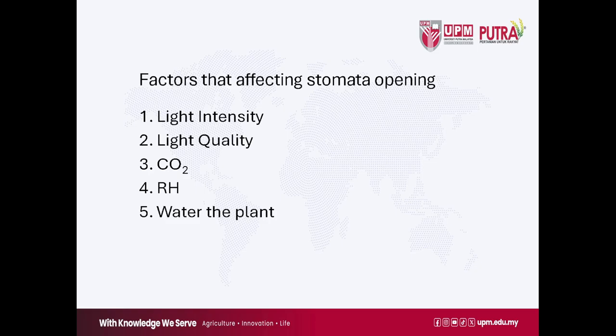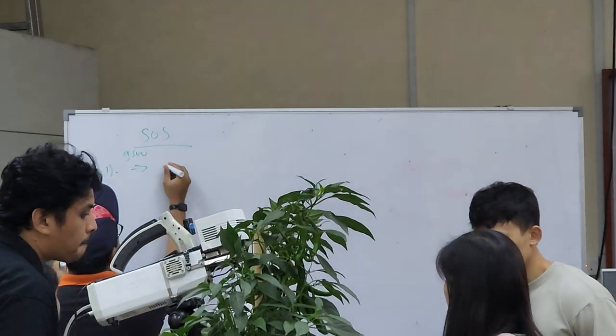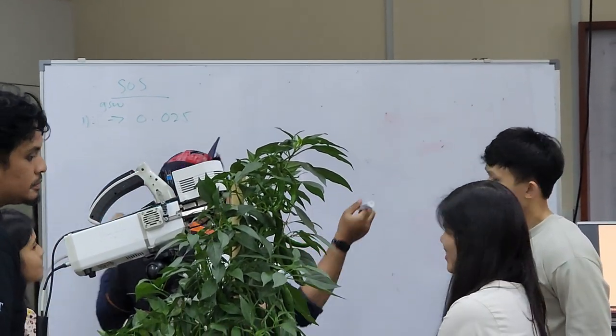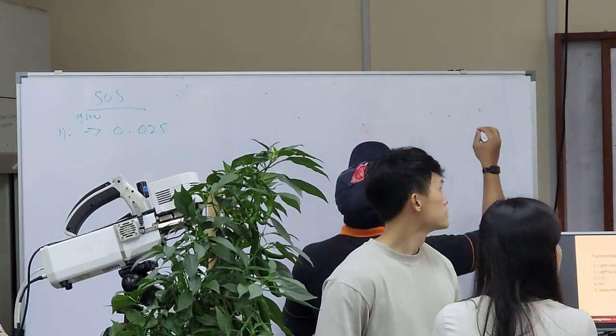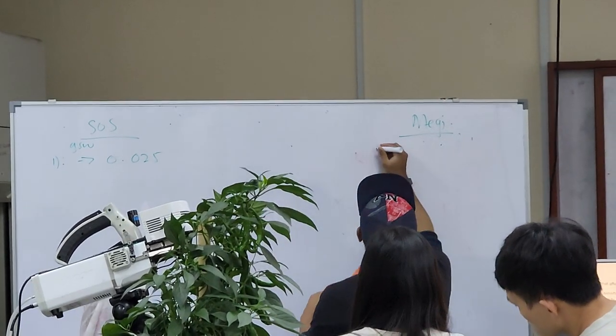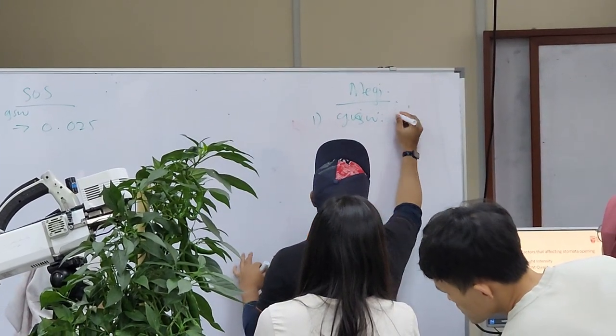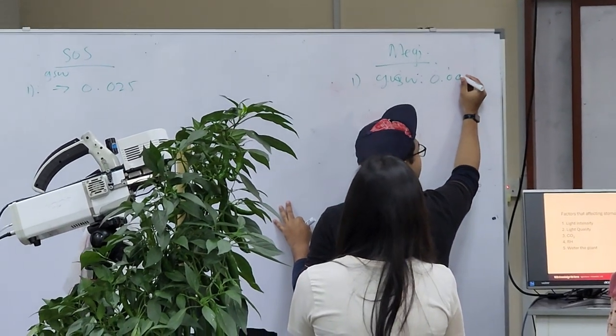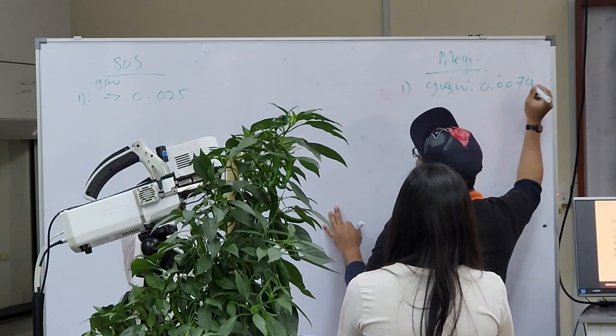Jot down dulu, berapa? Group chili, ni berapa? Your group tak ada nama ke? Group chili, you cannot use chili. Sauce. Group sauce. Yes, group sauce. Your gsw berapa? Original. 0.025. Group sana apa nama? Nama group dulu. Nanti confuse. Maggie. Soft Maggie. Okay, what's your original gsw? 0.079. Oh, lagi tidur. Alright.